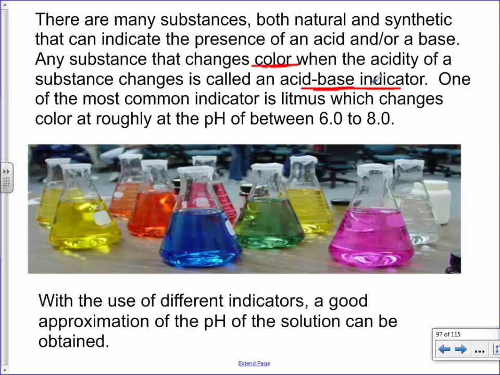And litmus has a really cool property in that litmus changes color between 6 and 8. If litmus happens to touch something that is a pH lower than 6, it usually turns red. And if litmus happens to touch something that is bigger than 8 for pH, it usually turns blue. But litmus is not the only indicator that we've discovered. And so what I want to talk with you guys about is how there's a table in your book that has way more indicators than just litmus.